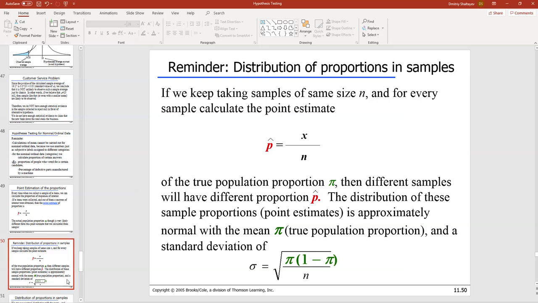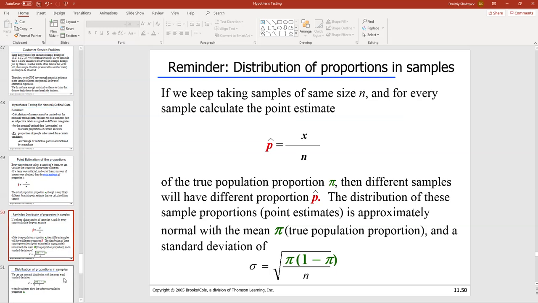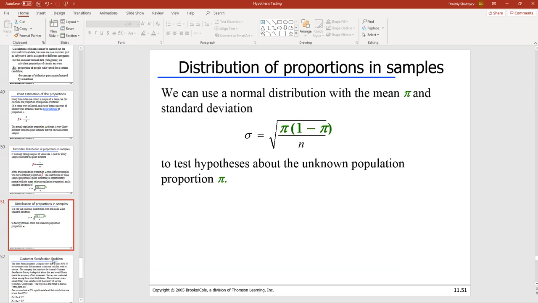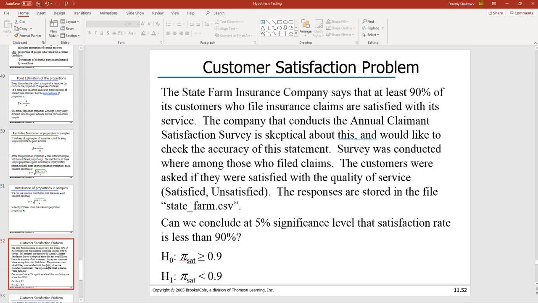So for hypothesis testing in proportions, we're going to do very similar stuff, a very similar test, but it's not going to be the t-test, it's going to be something else. It's going to be a special function from R called prop.test, test for proportions. Okay, so I'm going to skip that slide and go straight into the problem.